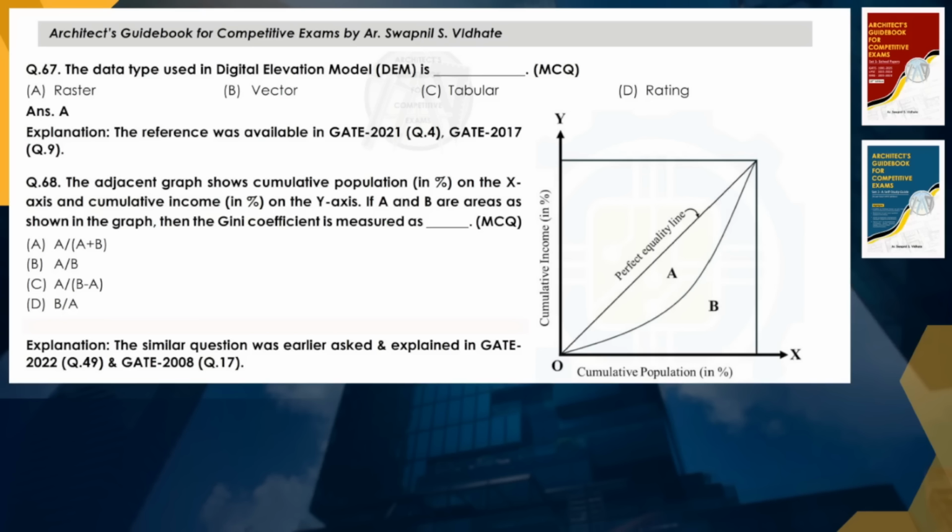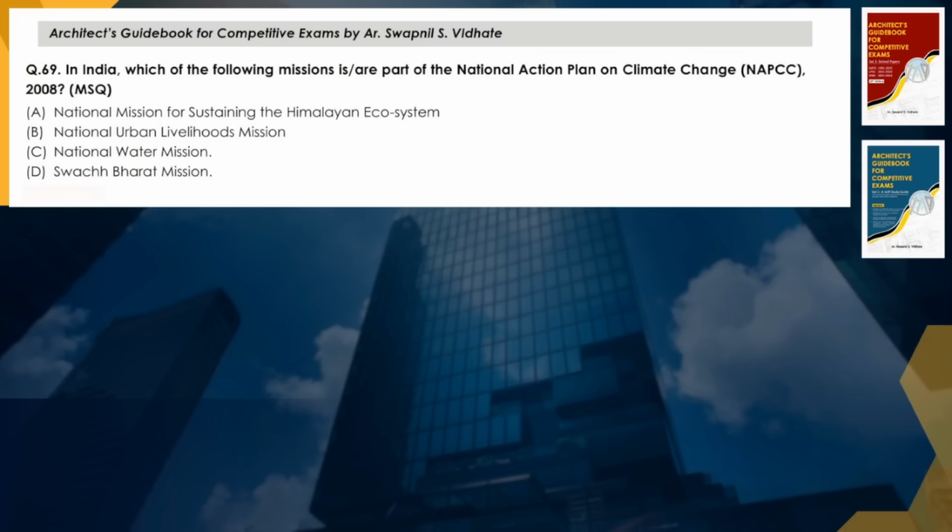So here the correct option was the area below the equity line divided by the total area, that is area A plus area B, right? There was a direct reference available, you have read the information related to what the Gini coefficient is, so I think selecting option A was not difficult. So here option A was the correct answer.